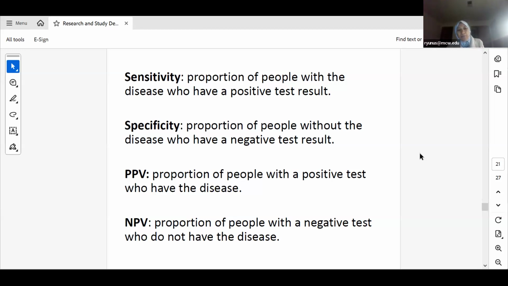PPV, positive predictive value, means the proportion of people with a positive test who have the disease. And negative predictive value is the proportion of people with a negative test who do not have the disease.